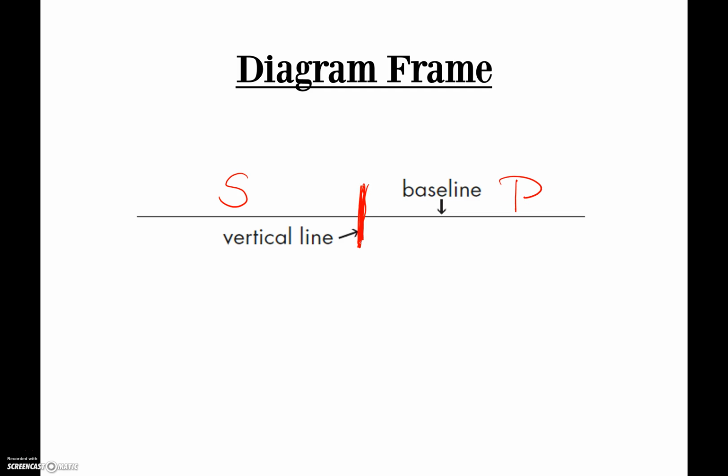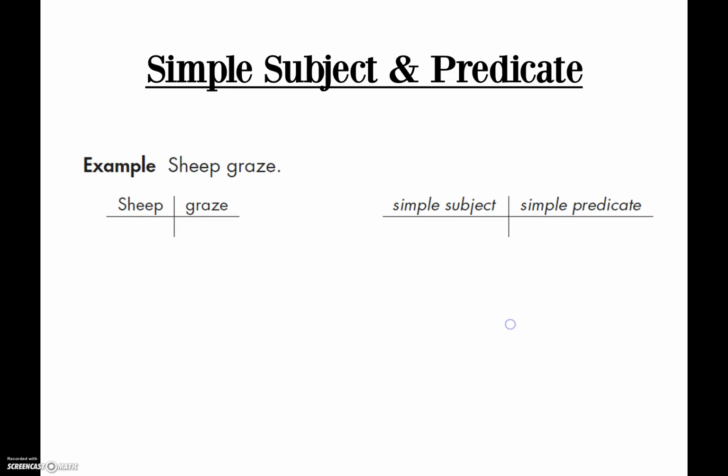vertical line. The simple subject of a sentence is a key noun or pronoun, or other group of words acting as a noun in the subject. The simple predicate is the verb or verb phrase that expresses the essential thought about the subject. So if we're looking at this example to diagram, we have sheep, which is our subject, and graze is a verb. It's going to go in our predicate. Sheep goes on the left, graze goes on the right, separating the subject from the predicate.